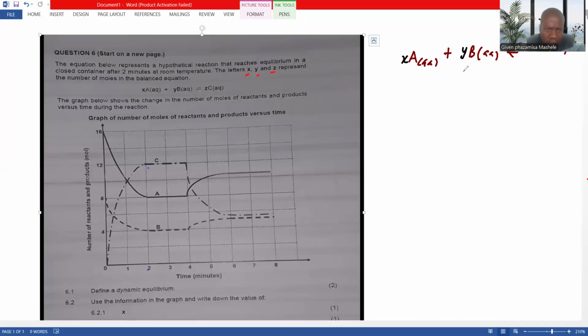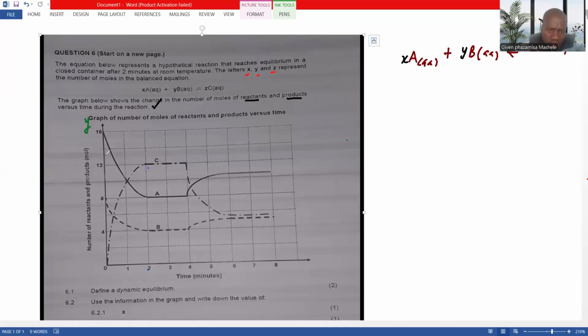Right, the graph below shows the change in number of moles of reactants and product versus time during the reaction. Now let's analyze the diagram. On the y-axis, this is the number of reactants or product in moles. So this is the number of moles. The x-axis is the time in minutes. So it's very important to be able to interpret graphs.